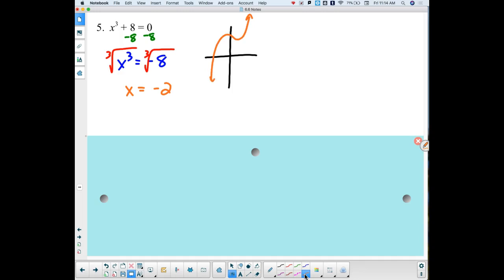Actually, I don't think there's even that big of a hump in it. I think it's just kind of like, actually, think here now. Because it's shifted 8 to the left. So it's really like this.